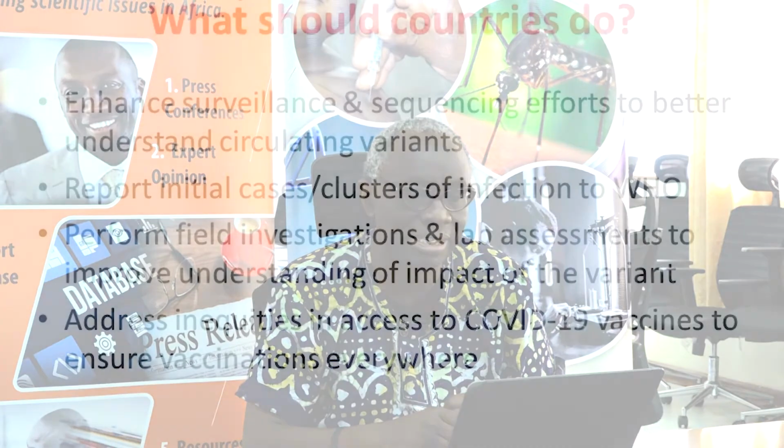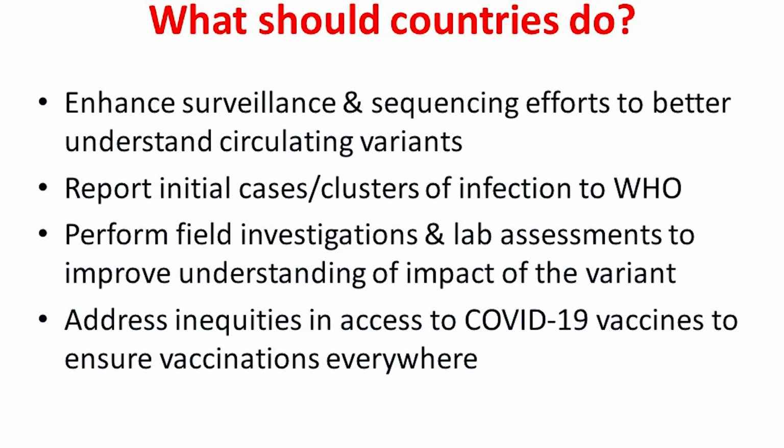So what should countries do? That is a question that many countries are asking themselves. Countries should continue to enhance surveillance and keep on sequencing any new infection they have, so that we can better understand the circulating variants. As you know, as long as the virus is being transmitted, we will continue to see mutations and variants being developed. Because as long as the virus moves from one person to another, it keeps on making mistakes, it keeps on changing its surface, so we will expect to see more variants.